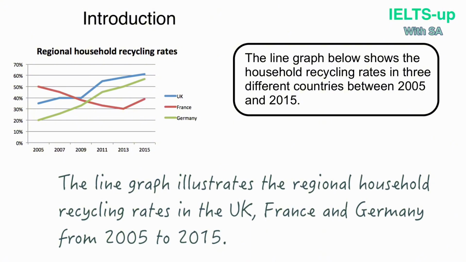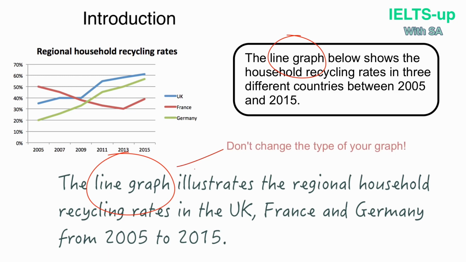The line graph illustrates the regional household recycling rates in the UK, France, and Germany from 2005 to 2015. As you see, the first 2 words were kept the same. I didn't change the line graph, and you should never ever change the type of your graph, because it will lose the meaning if you do so.